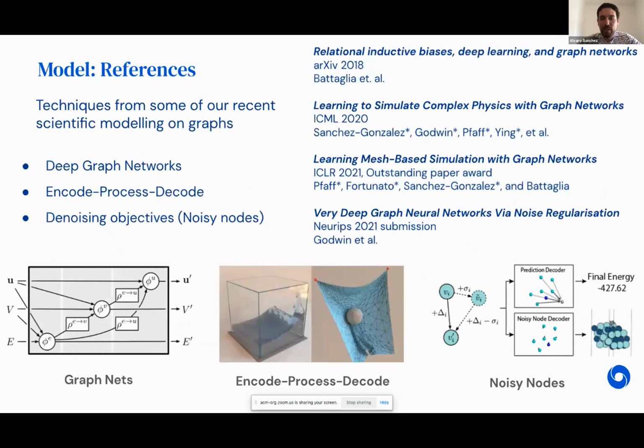So our approach to solving the problem was to use some of the techniques from our recent work on graph neural networks for learning simulations and molecular applications. If you're not familiar with this work, I invite you to check the references on this slide. And as we will see later, the main ideas we leverage are deep graph networks with tens of message passing steps, the encode-process-decode approach for designing models, and also auxiliary denoising objectives to avoid over-smoothing and prevent overfitting.